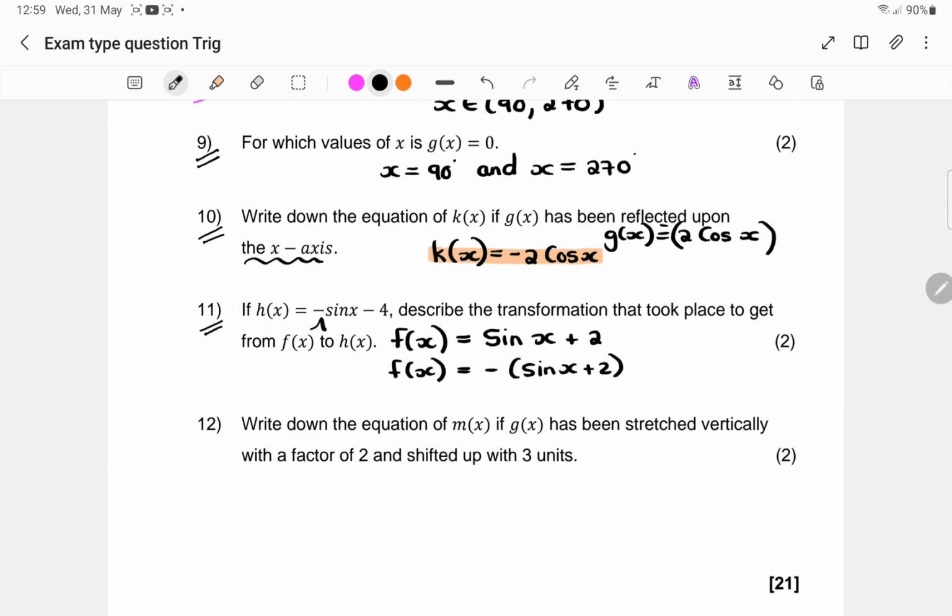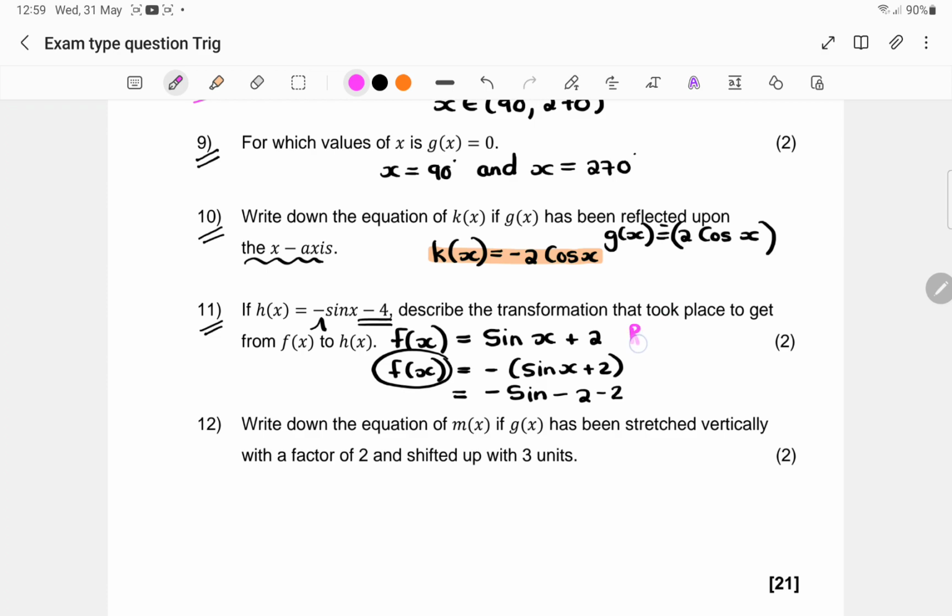The negative goes in front because if you reflect upon the x-axis, the y must change. So the y is the whole of f of x, not just the x value. So the whole equation there should get a negative in front. So it will be negative sine x minus 2. But then we took it to a negative 4. So it's been reflected and then moved down with 2 units.